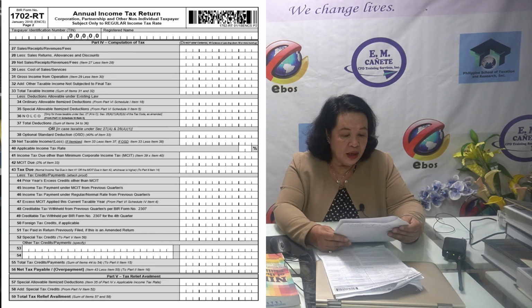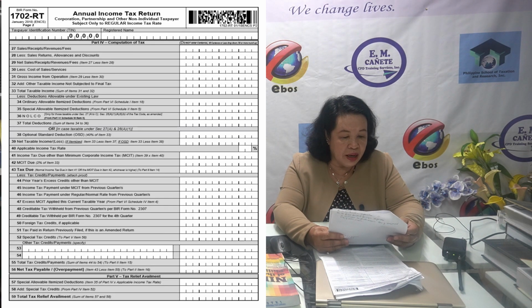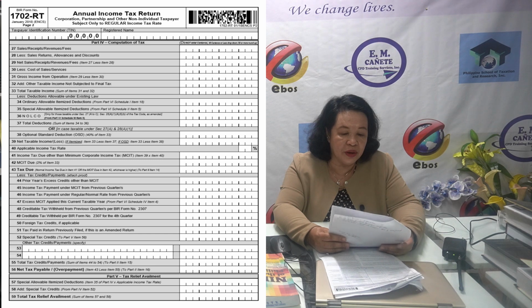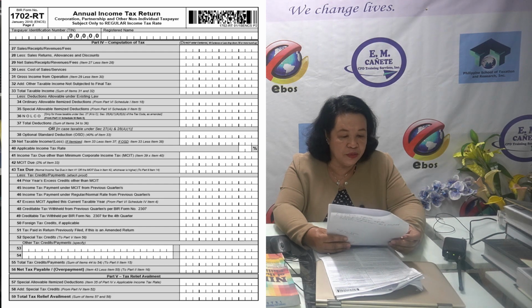Okay, so we are now on page 2. The first information required is the taxpayer identification number and the registered name. Okay, so for part 4, we have the computation of tax.